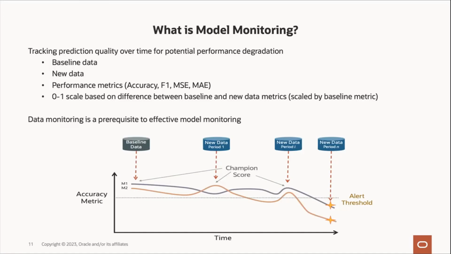We also have the 0 to 1 scale this time again. This time it's calculated by looking at the difference between the baseline and the new data accuracy metrics or performance metrics, and then scaling that by the baseline metric.